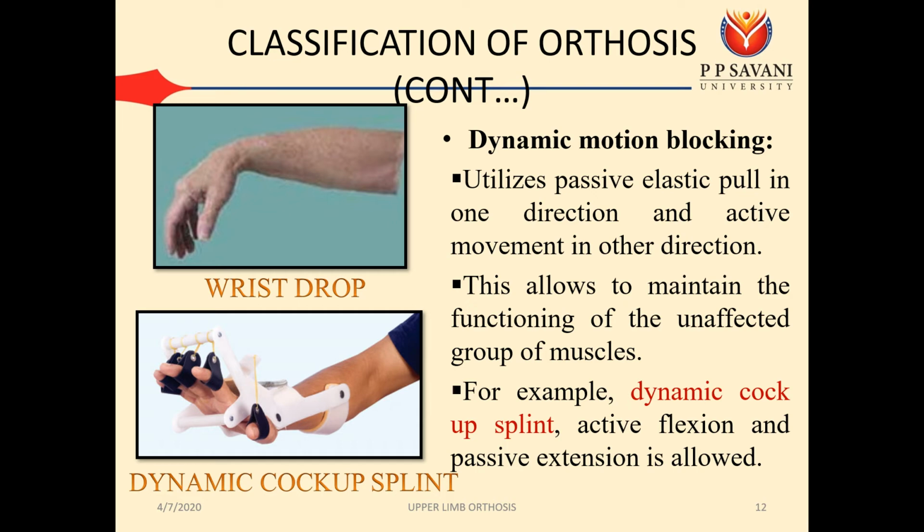This allows active flexion. The patient can do flexion, but extension is passive, and the extension is through springs or wires attached to the splint, which do not allow the wrist to remain in flexion. It pulls back into extension. And against force, if you do flexion, it is possible, but as soon as you leave the flexion force, the hand will go into extension. So this is dynamic motion blocking.